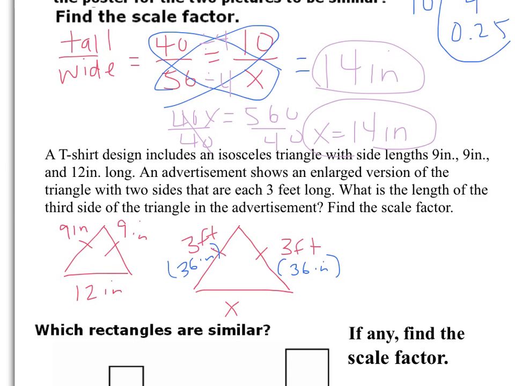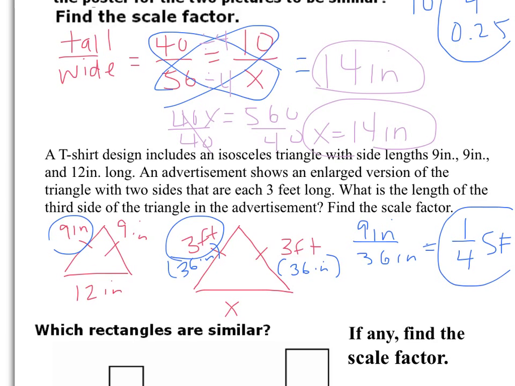Okay, so now we take a pair of sides that are in the same location, the same corresponding sides. So we have 9 inches over 36 inches. If we divide those each by 9, 9 divided by 9 is 1, 36 divided by 9 is 4. So 1/4 is our scale factor, because it asked us to find the scale factor as well as the side length. Okay, so now for the side length, we take two sides that we know and set up a proportion. So we can use the 9 over 36, 9 over.